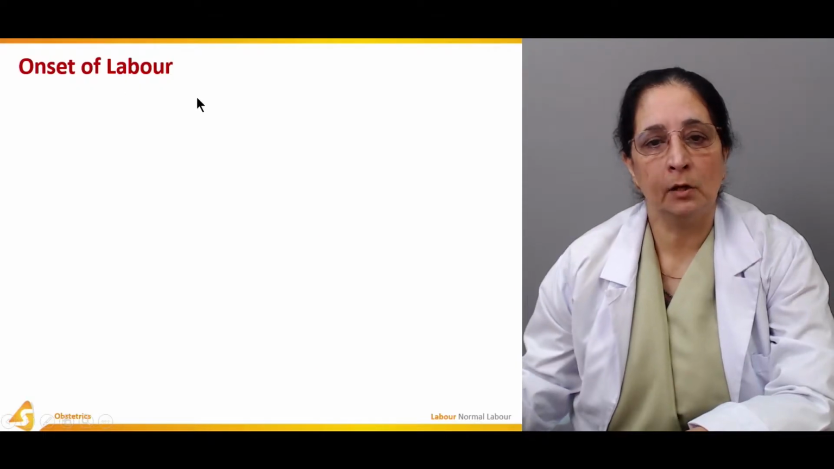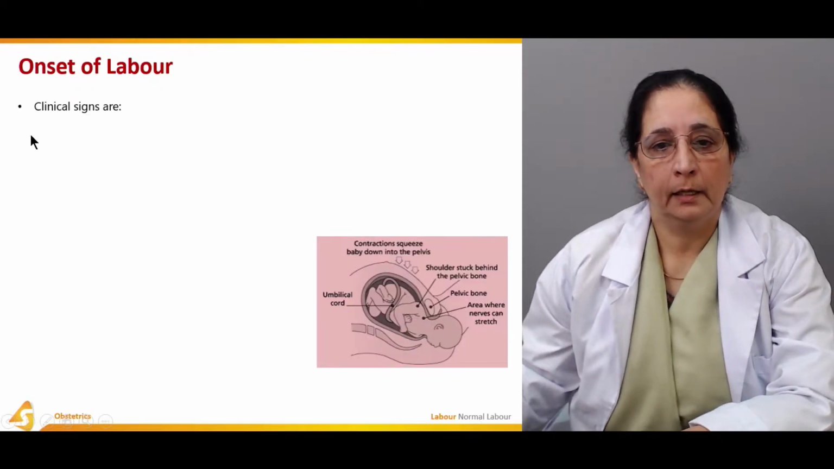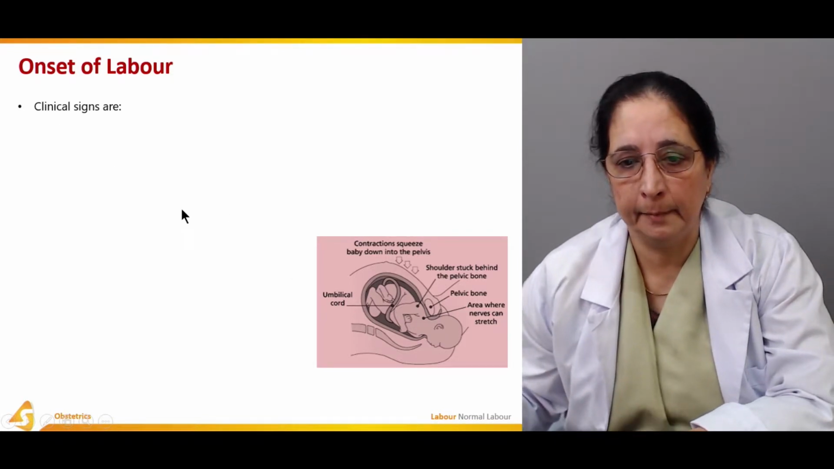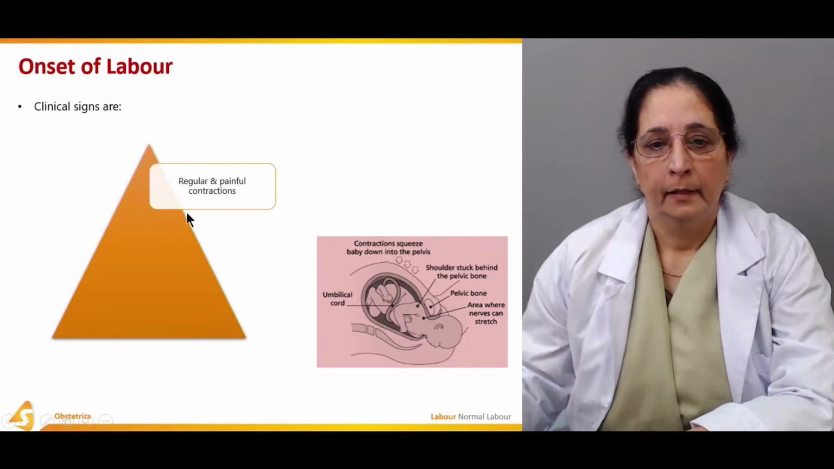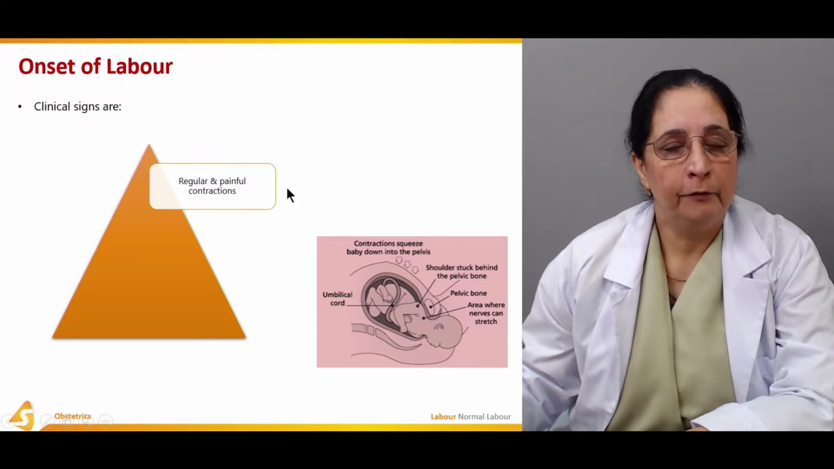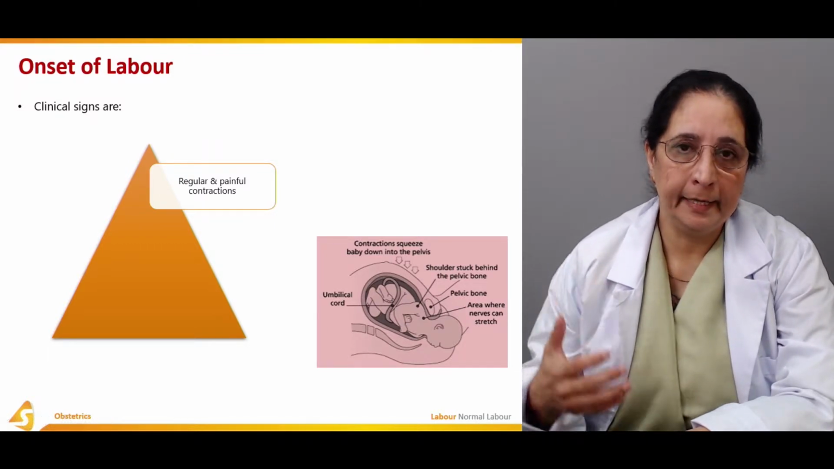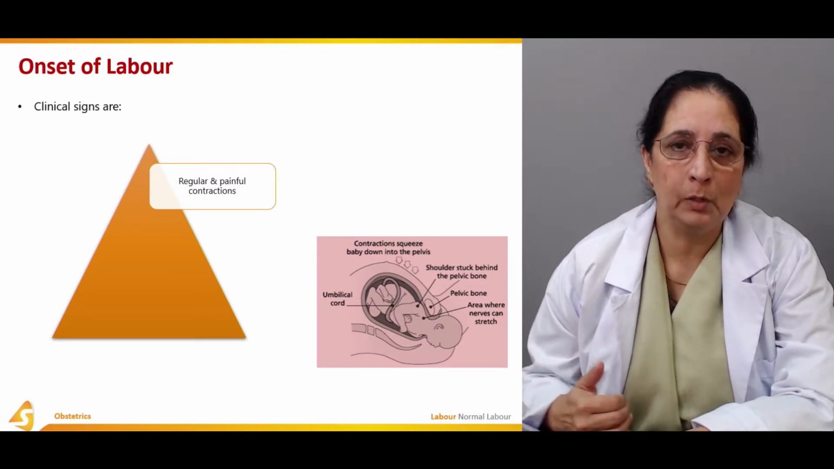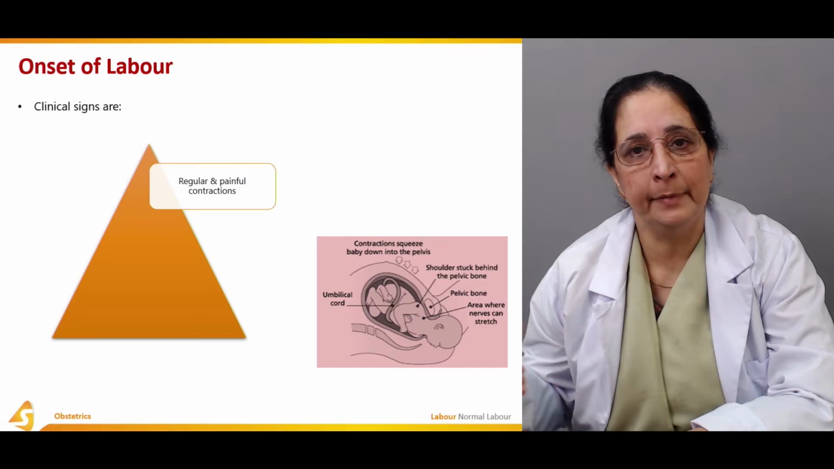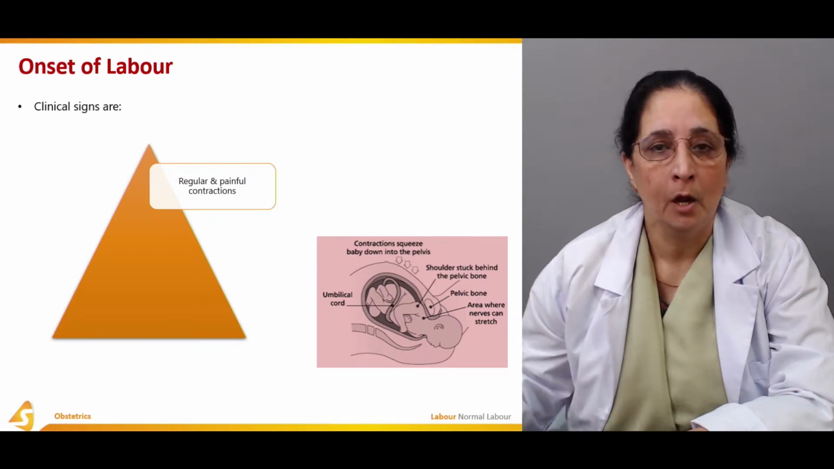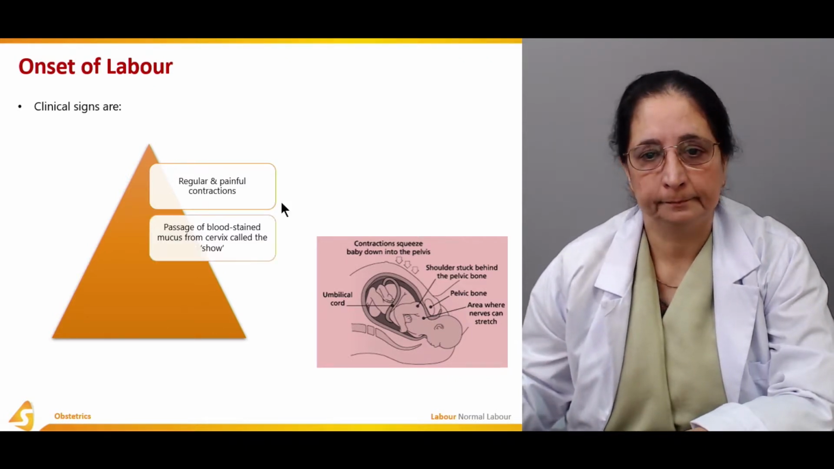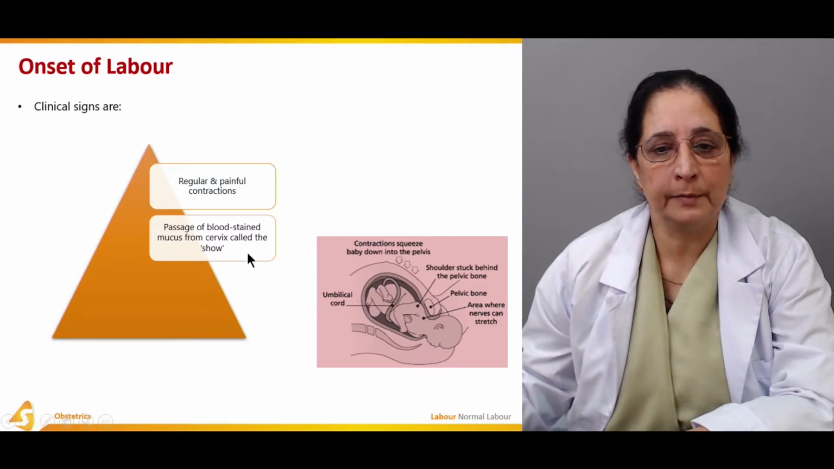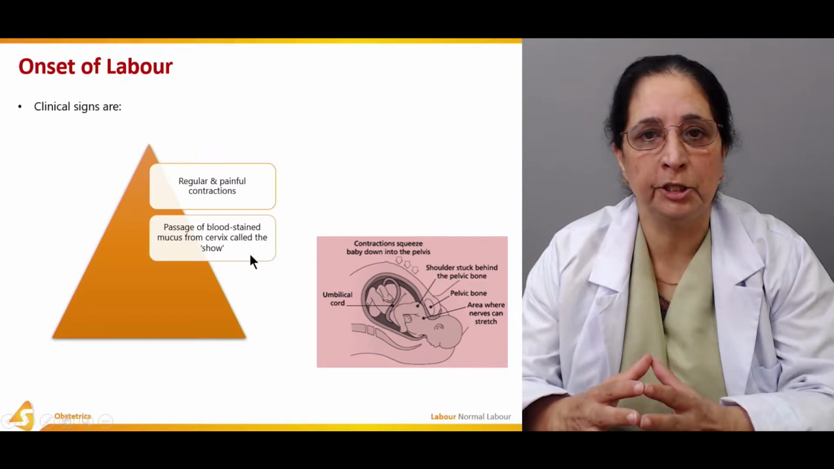The onset of labor. The clinical signs of the onset of labor are regular and painful contractions. So the beginning of regular, painful contractions of the uterus is the first sign of the onset of labor. Passage of blood-stained mucus from the cervix is called the show.